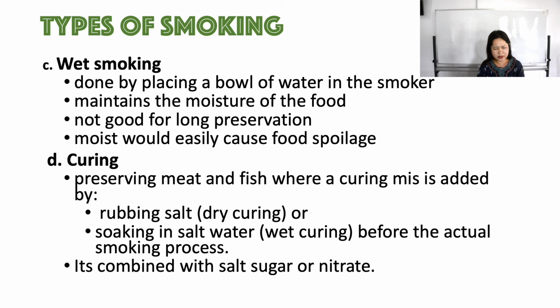And letter D, curing. Curing is the process of preserving meat and fish where the curing is done by rubbing with salt, or dry curing, or by soaking in salt and water, which is wet curing. Before the actual smoking process, it is also combined with salt and with nitrate.